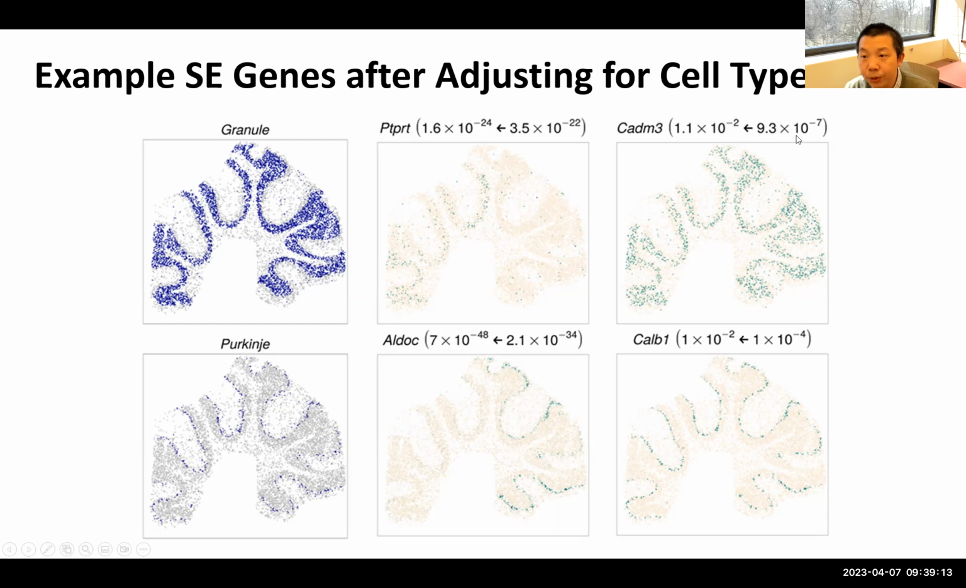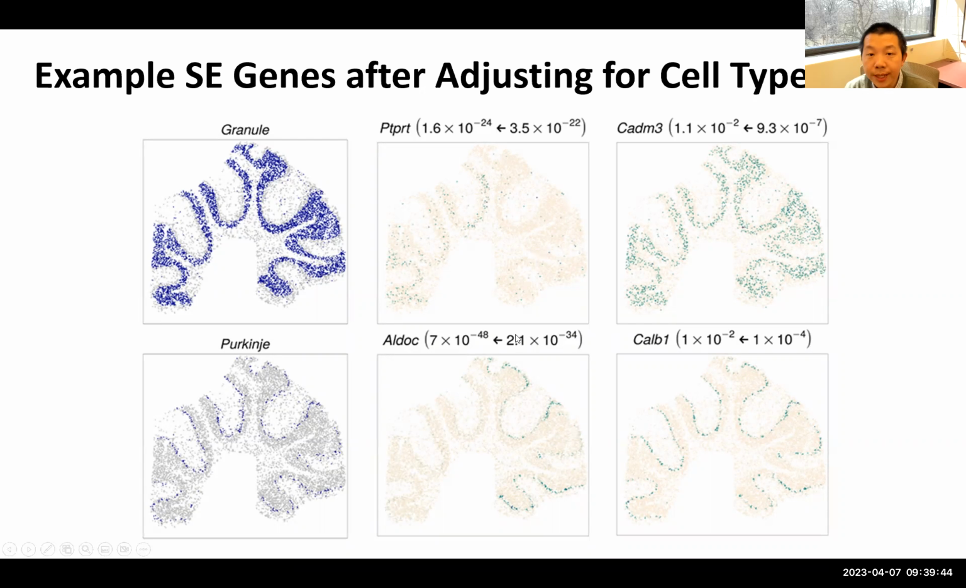In the parentheses, you have two different p-values. The second p-value is essentially the original analysis. You can see that they show spatial expression patterns, so their p-values are significant. One is 10 to the -7, the other is 10 to the -4. However, once you control for the cell types, their first p-value is no longer significant. That's because their spatial expression pattern matches exactly the distribution of the cell type. So once you control for cell type, it's no longer significant.